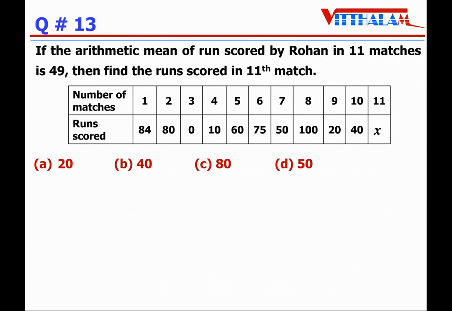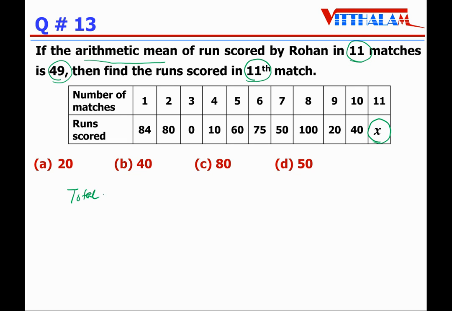If the arithmetic mean, that is the average, of runs scored by Rohan in 11 matches is 49, then find the run scored in the 11th match. Some data was also given: number of matches, first to 11, runs scored 84, 80, and so on, and in the 11th it is X. That's what we have to find out.